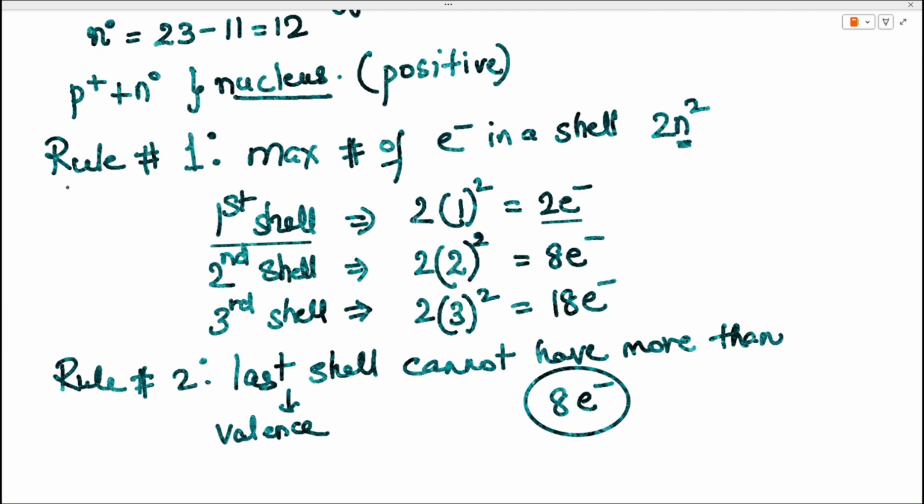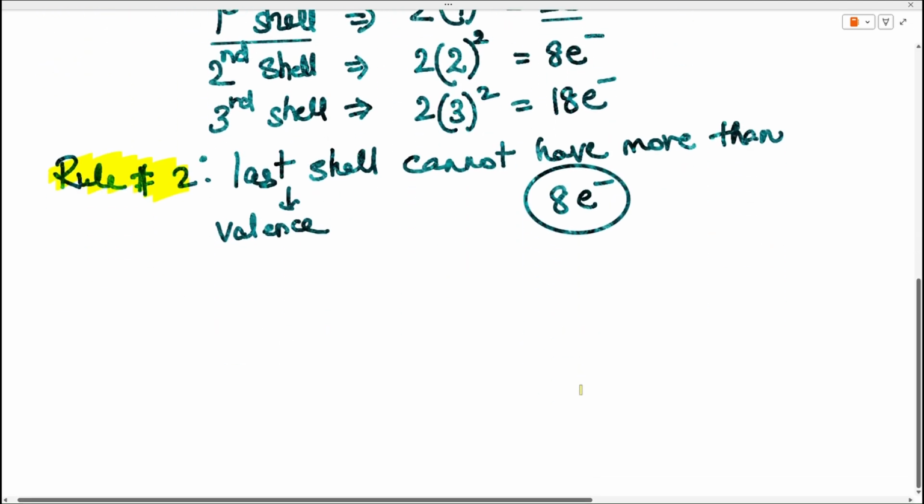When we are trying to figure out how many electrons each shell can have, we have to follow rule number 1, where we get to know how many maximum electrons each shell can hold. On top of it, we need to know rule number 2 also, according to which the last shell, or the valence shell, cannot have more than 8 electrons. We'll keep these 2 rules in mind, and let us now try drawing the Bohr-Rutherford diagram.